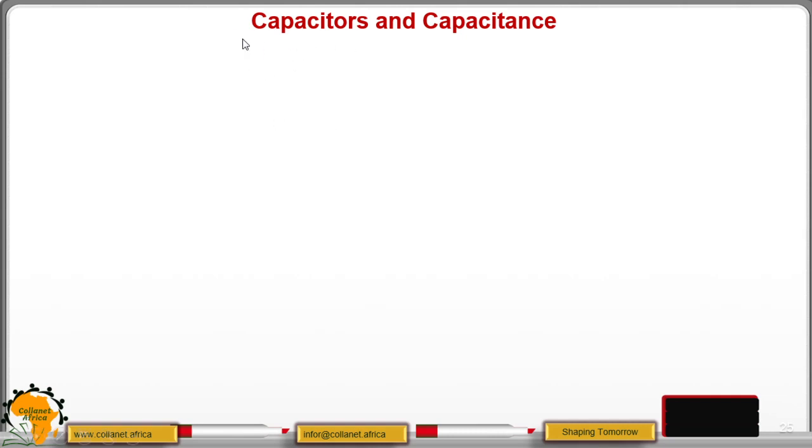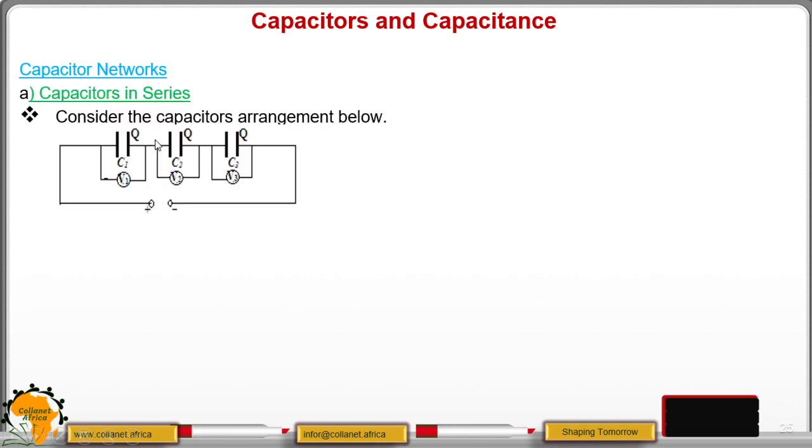In this lesson, we continue with capacitors and capacitance, but here we are going to discuss capacitor networks. So we start with capacitors in series. Consider this arrangement. As you have seen here, we have capacitor C1, capacitor C2, and capacitor C3.